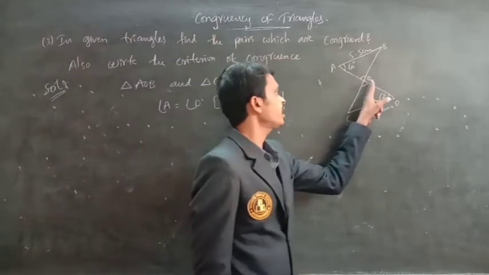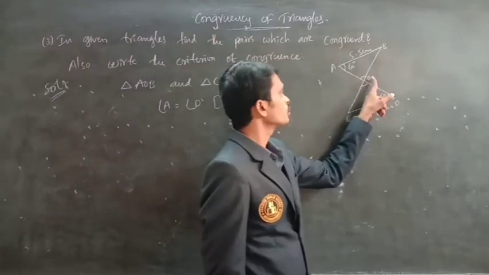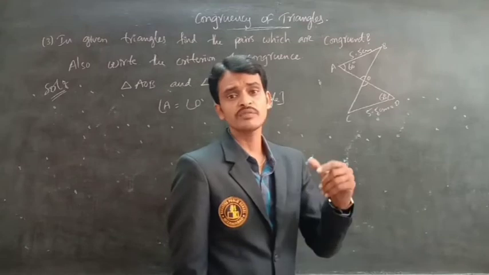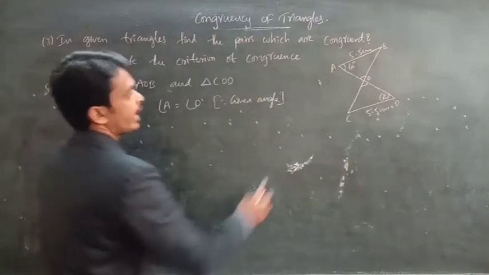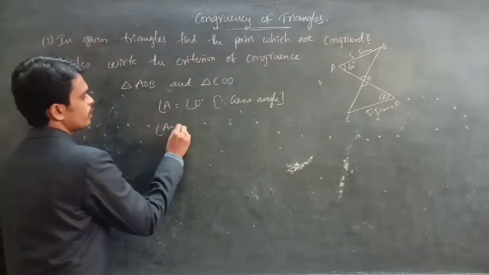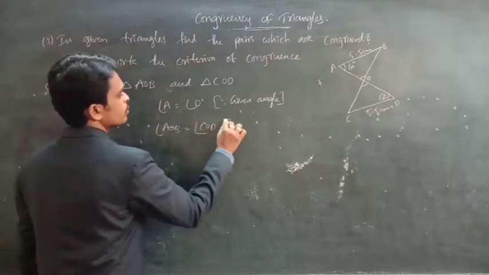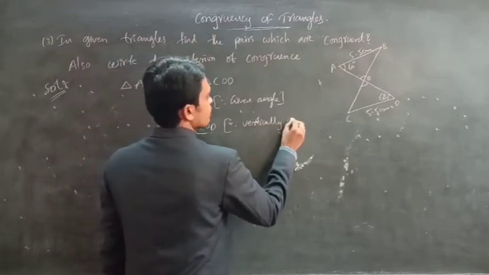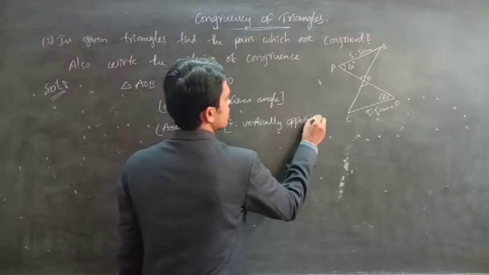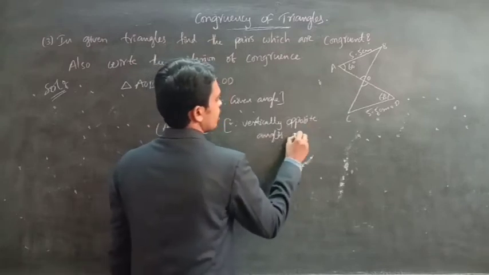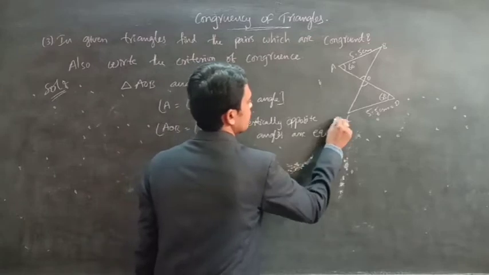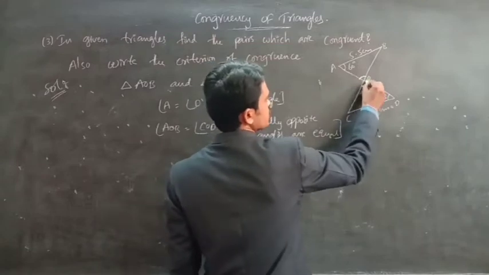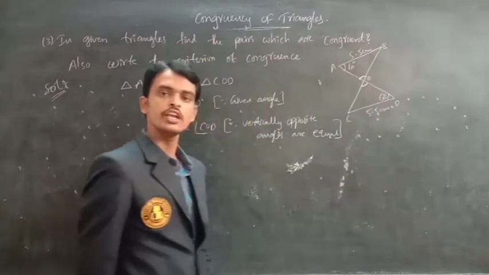Now look here at O. These two are vertically opposite angles. Vertically opposite angles are always equal. So angle AOB is equal to angle COD, since vertically opposite angles are equal. So angle AOB and angle COD, these vertically opposite angles, are equal.